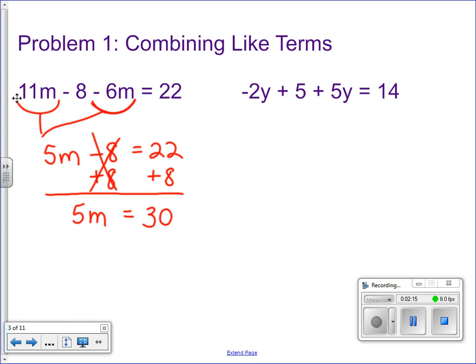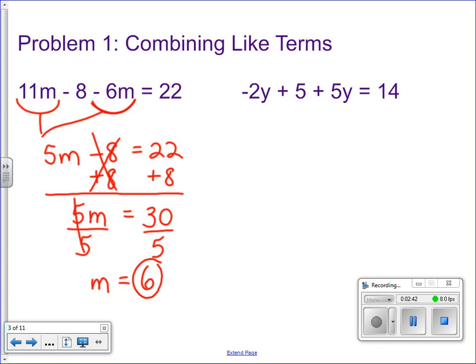All right, undoing my multiplication, 5 times m, I'm going to use division. So I'm dividing both sides by 5. 5 divided by 5 is 1. 1 times m is simply m. So now we have isolated the variable m on the left-hand side, and 30 divided by 5 is 6.